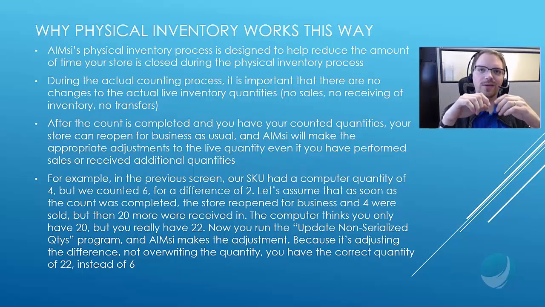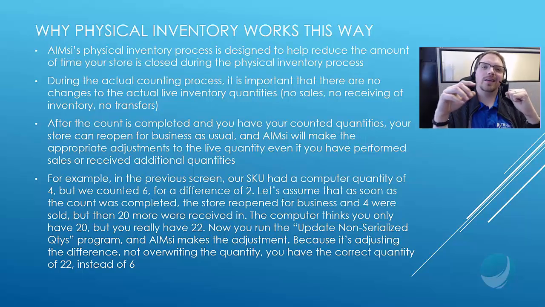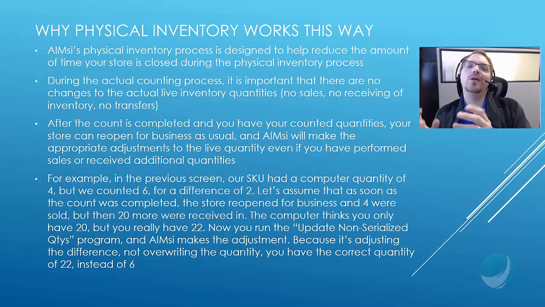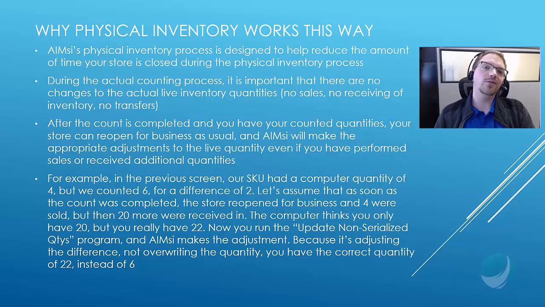So as we can see in the previous screen here where we talked about we had a computer quantity of 4, we counted 6 for that difference of 2. As soon as we finished up that count and all the counts are good, we reopen, and now we sell 4 of them. So according to the computer, we shouldn't have any. We really have 2. Then we receive 20 more in. So the computer thinks we have 20. We really have 22. When you run that update non-serialized quantities process, it's going to make that appropriate adjustment. It's not just going to overwrite it, so we get the correct quantity of 22.